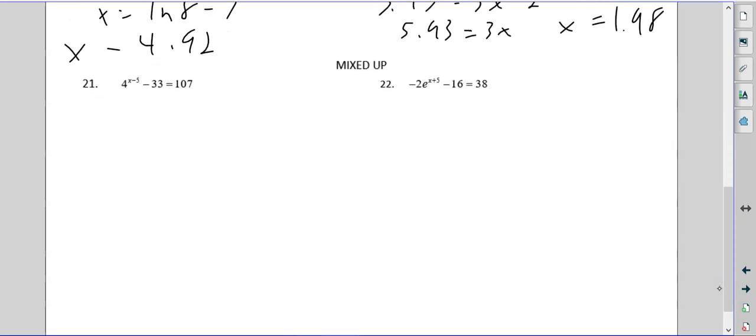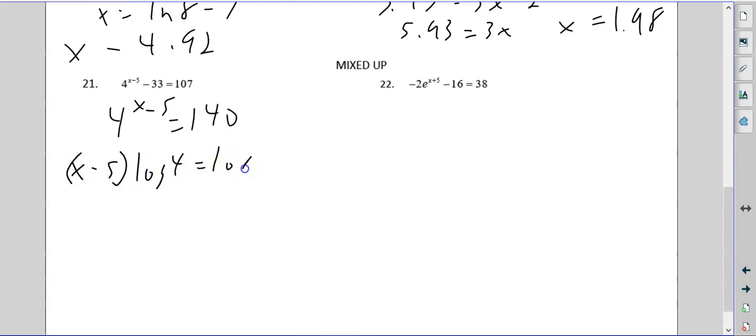21, going to add 3 to both sides. That's going to give me 4 to the x minus 5 equals 140. x minus 5 in front of the ln. Oh, sorry. I'm so used to the ln, I didn't pay attention. This is a number base, so I'm going to log both sides. So that's x minus 5 log 4 equals log 140. See how I throw that little curveball in there? Got to pay attention to the details. And even I can miss it. And that's okay. Back to getting the x by itself.